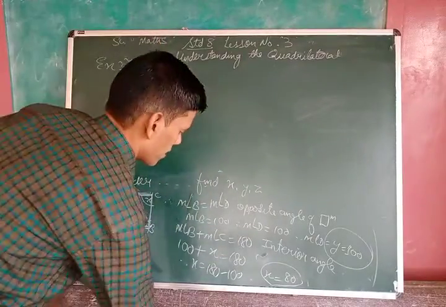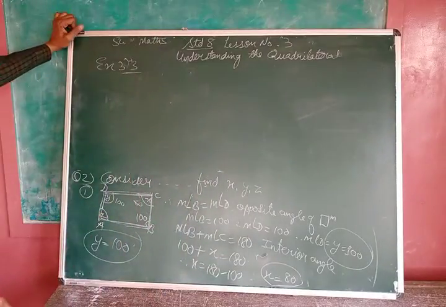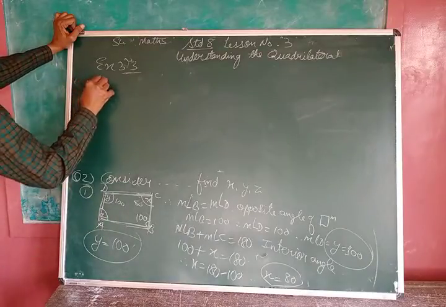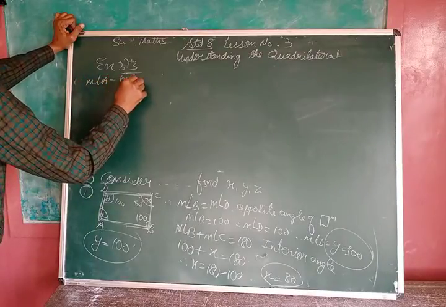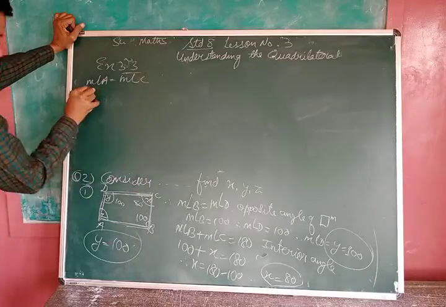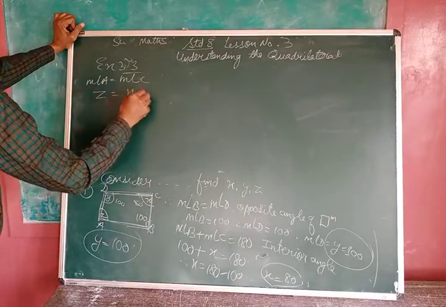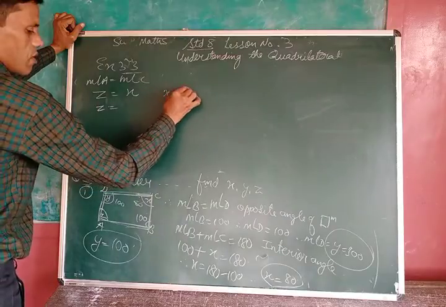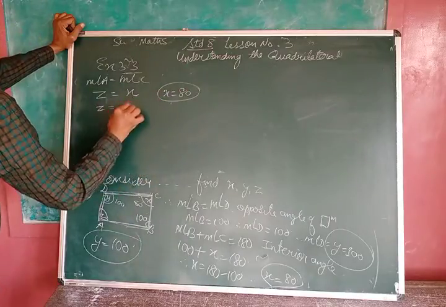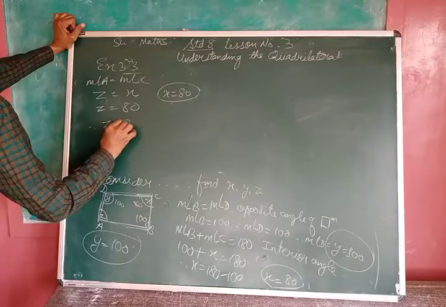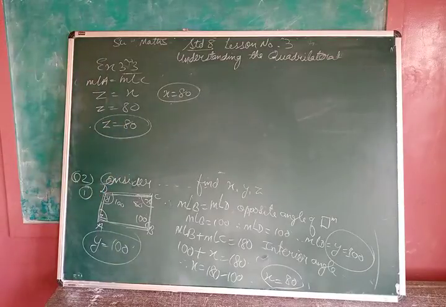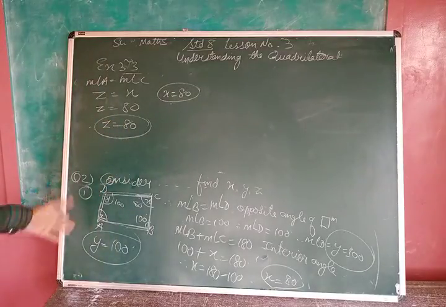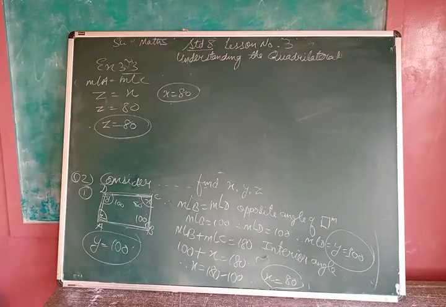Okay, see. Next, we want to find Z. Now, measure angle A is equal to measure angle C, so Z is equal to X. What is the value of X? X we got 80. Therefore, the value of Z is also 80. This way you can find X, Y, Z in a given question.